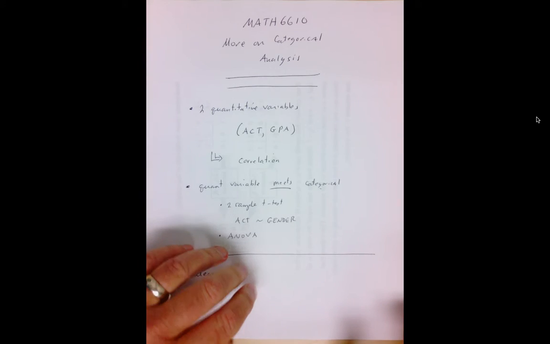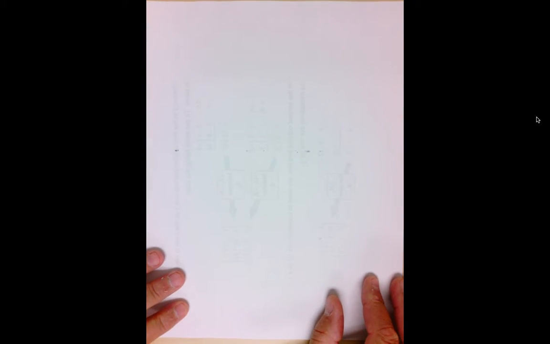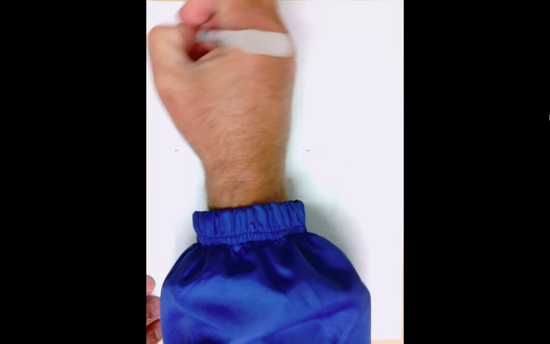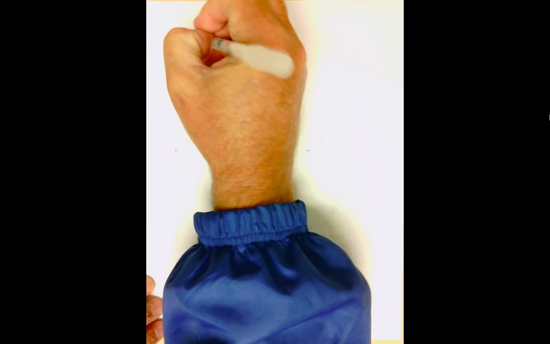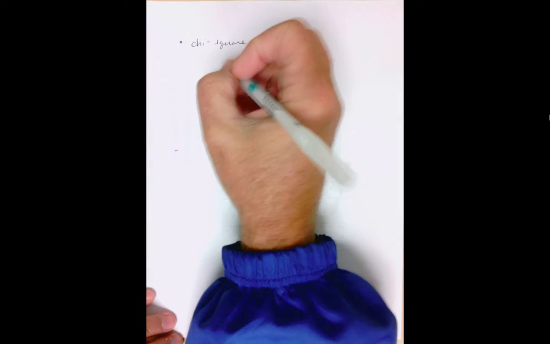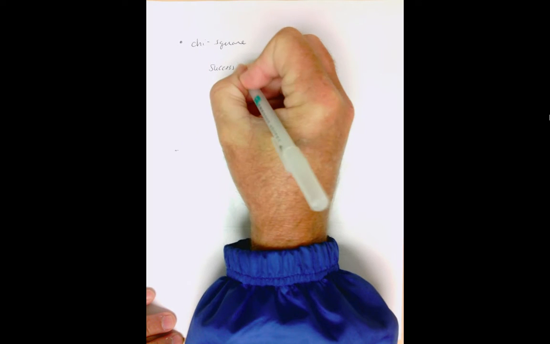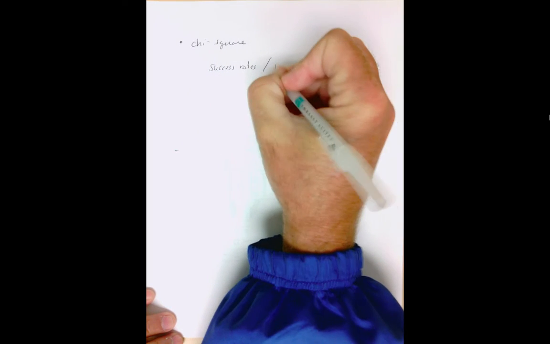Now, if you ask just about any first-year graduate student entering into education research what statistical procedure is appropriate to examine the relationship between two categorical variables. For example, what if we wanted to look at a relationship between success rates across professors?